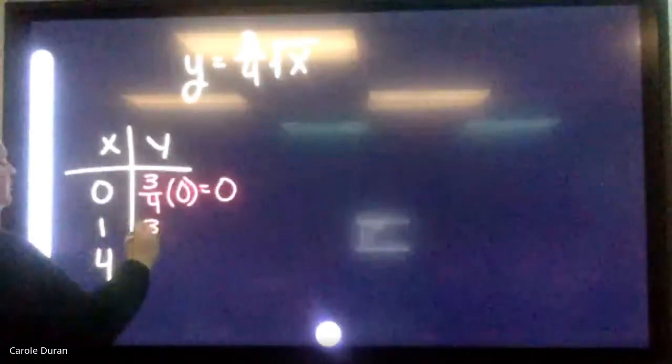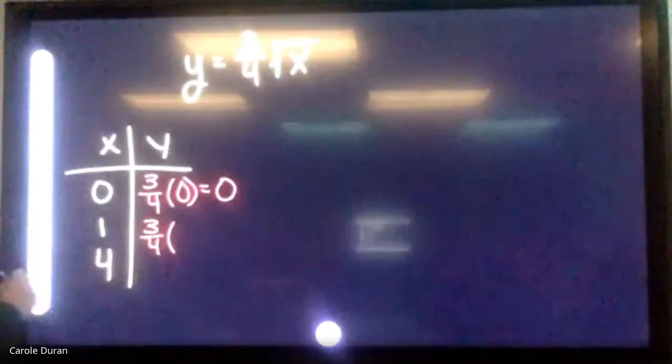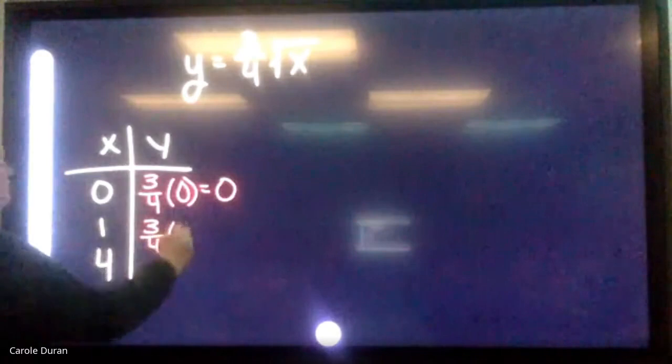When I plug 0 in for x, I get the square root of 0, which is what? 0. And then what's 3/4 times 0? So 0, 0 will be the first point that I will graph. When I plug 1 in, I get the square root of 1, which is what? 1. What's 3/4 times 1?